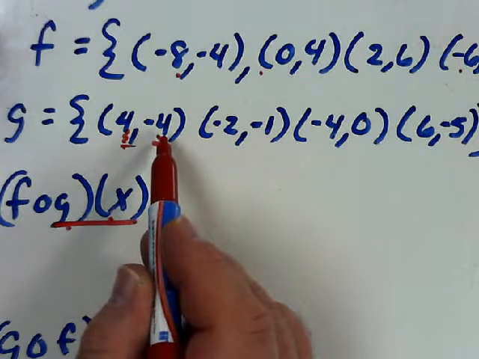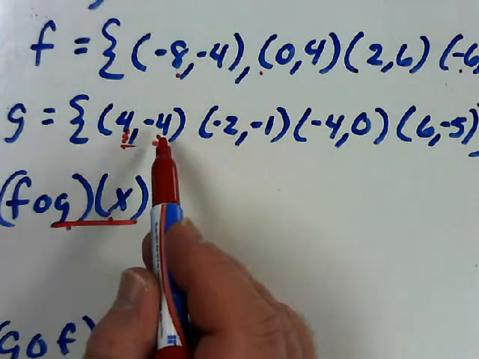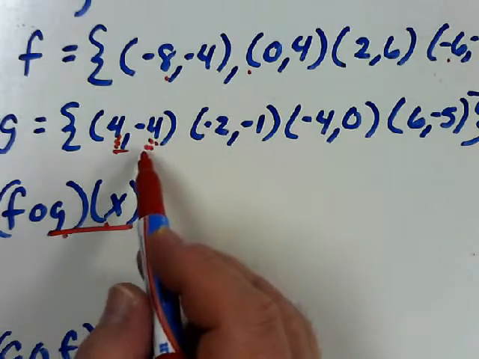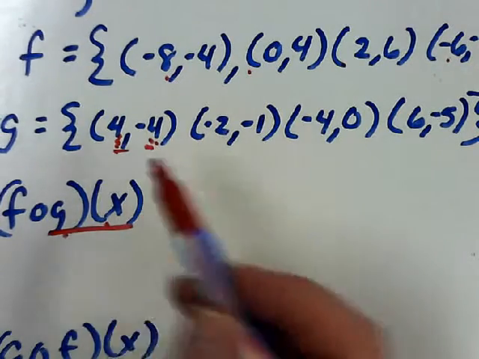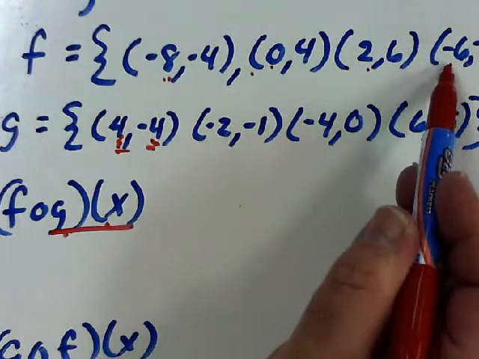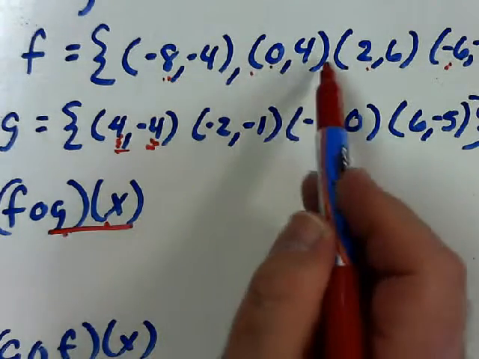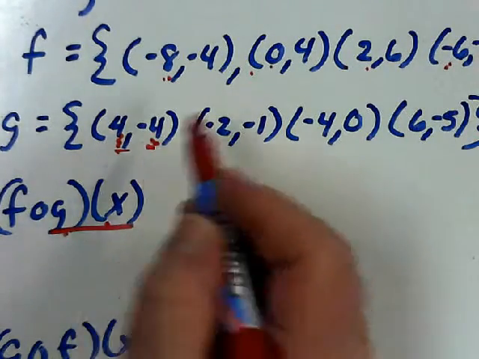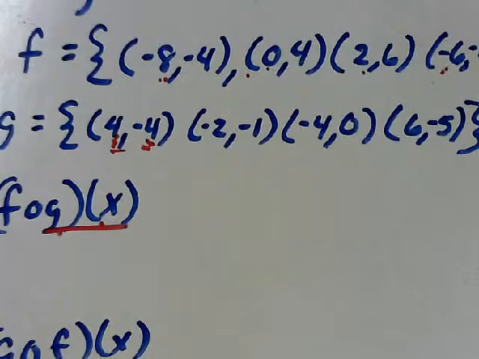Correct? I don't have the actual letter expression. I'm just going by the ordered pairs that they give me. Is there a -4 that is the domain of any of these functions up here? Nope. So the -4 isn't going to work, is it?